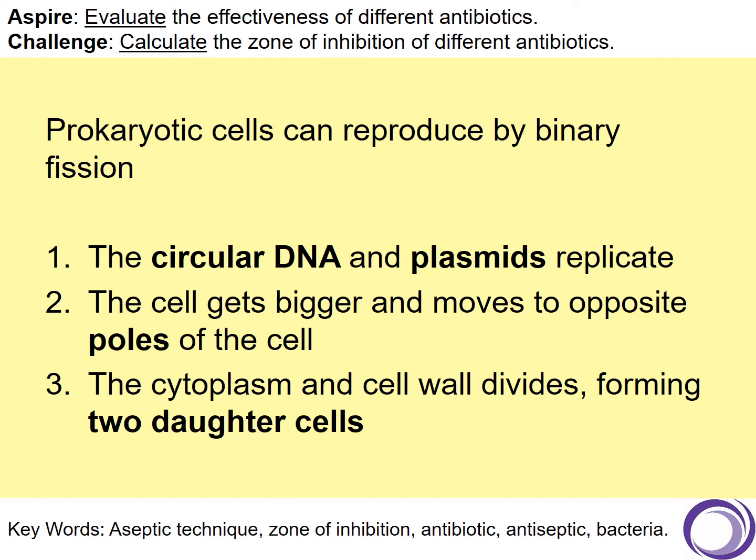They reproduce by this thing called binary fission. And be careful with that one, because AQA come up with it a lot, how prokaryotic cells or bacteria cells reproduce, and you need to put binary fission. What happens is the circular DNA and plasmids will replicate. The cell gets bigger and bigger, and just a little bit like mitosis, then the DNA moves to opposite poles of the cell, and then they divide to form 2 daughter cells, which are genetically identical.